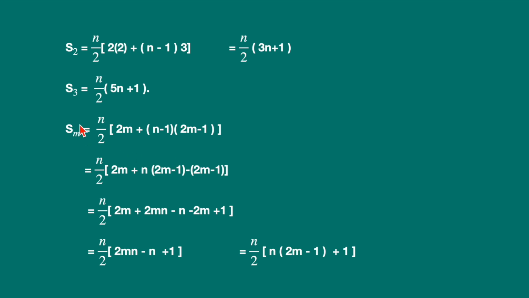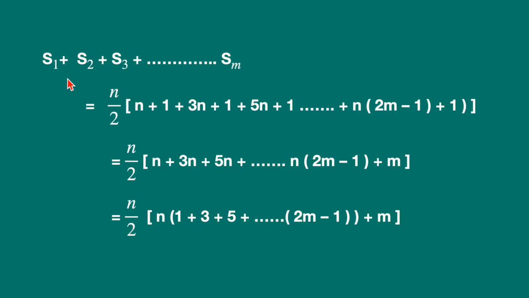Now for LHS, I'm going to add up everything. S1 plus S2 plus S3 plus Sm. So here it is. n upon 2 is common and the rest you can put in a bracket like this. You simplify it, you will get like this. Now from these terms you can take out n common. So n into 1 plus 3 plus 5 up to 2m minus 1.